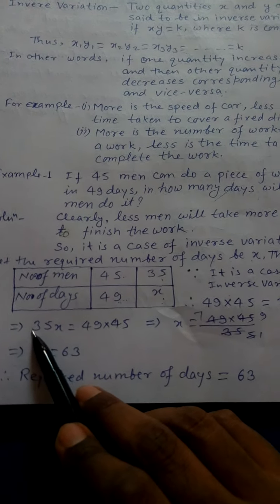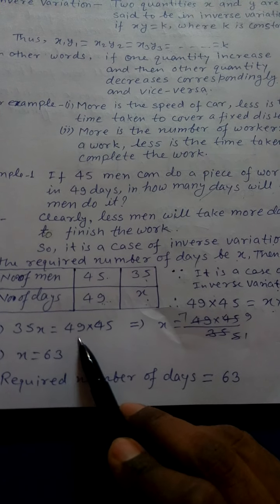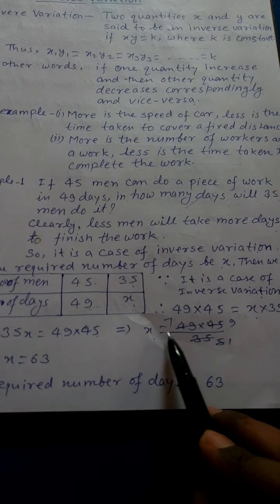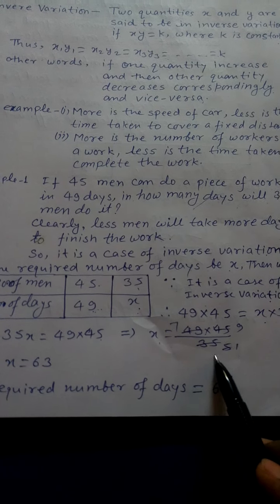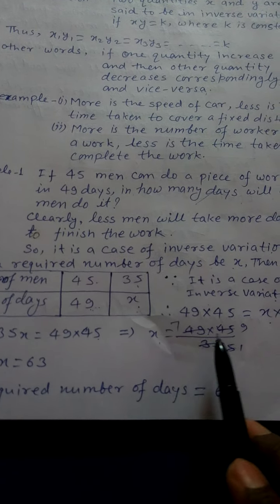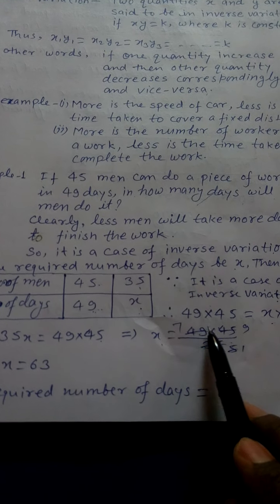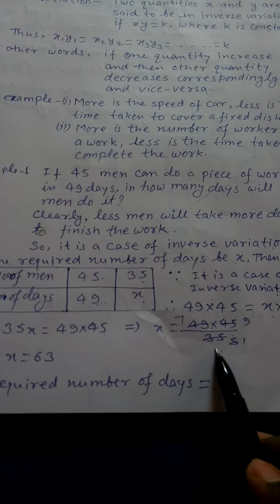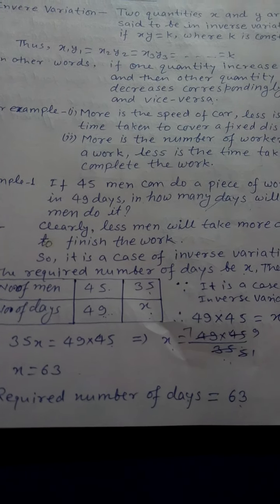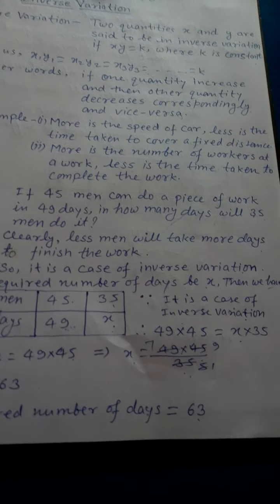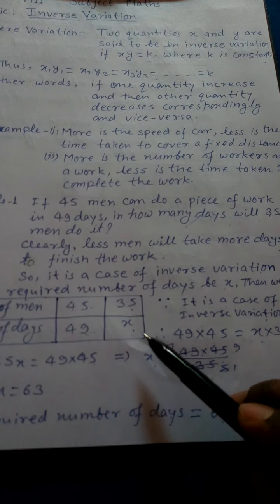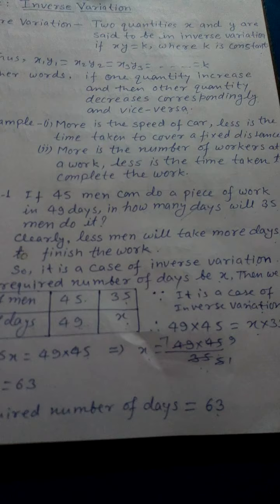If we go further by cross multiplication, 35x equals 49 into 45. x equals 49 into 45 by 35. We can write this by changing the LHS and RHS, nothing else. x equals 49 into 45 by 35 by law of transposition, and then x will be 63. It means the required number of days is 63. So we can say that 35 workers can do the piece of work in 63 days.